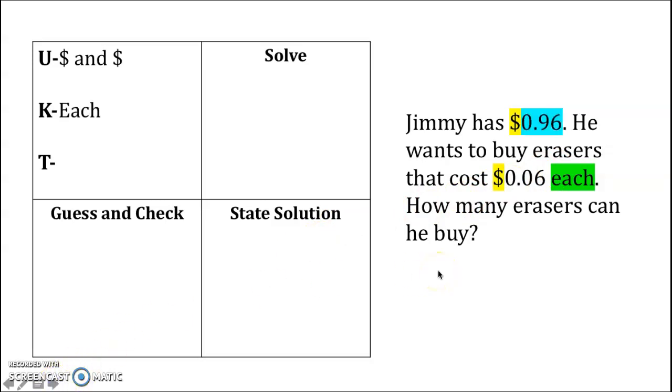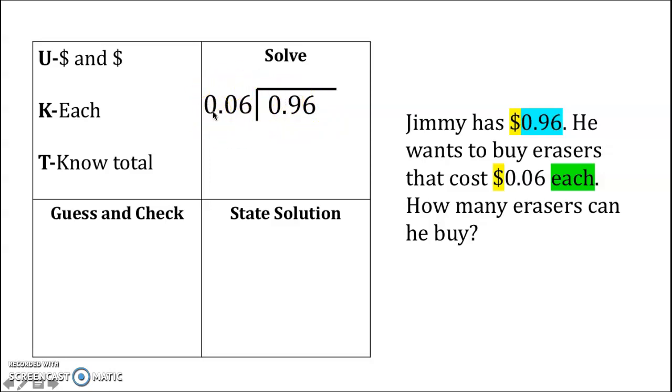Our next step is, do we know the total or can we find the total? So do we know how much money Jamie has, or do we need to find out how much money Jamie has? So we know after reading our problem and rereading it, we know that Jamie has 96 cents in total. He's not getting any more cents. However, he wants to see how many erasers he can get for 6 cents each. We know the total, therefore, we know that we are dividing. We're dividing up the amount of money that Jamie has by the cost of the erasers.